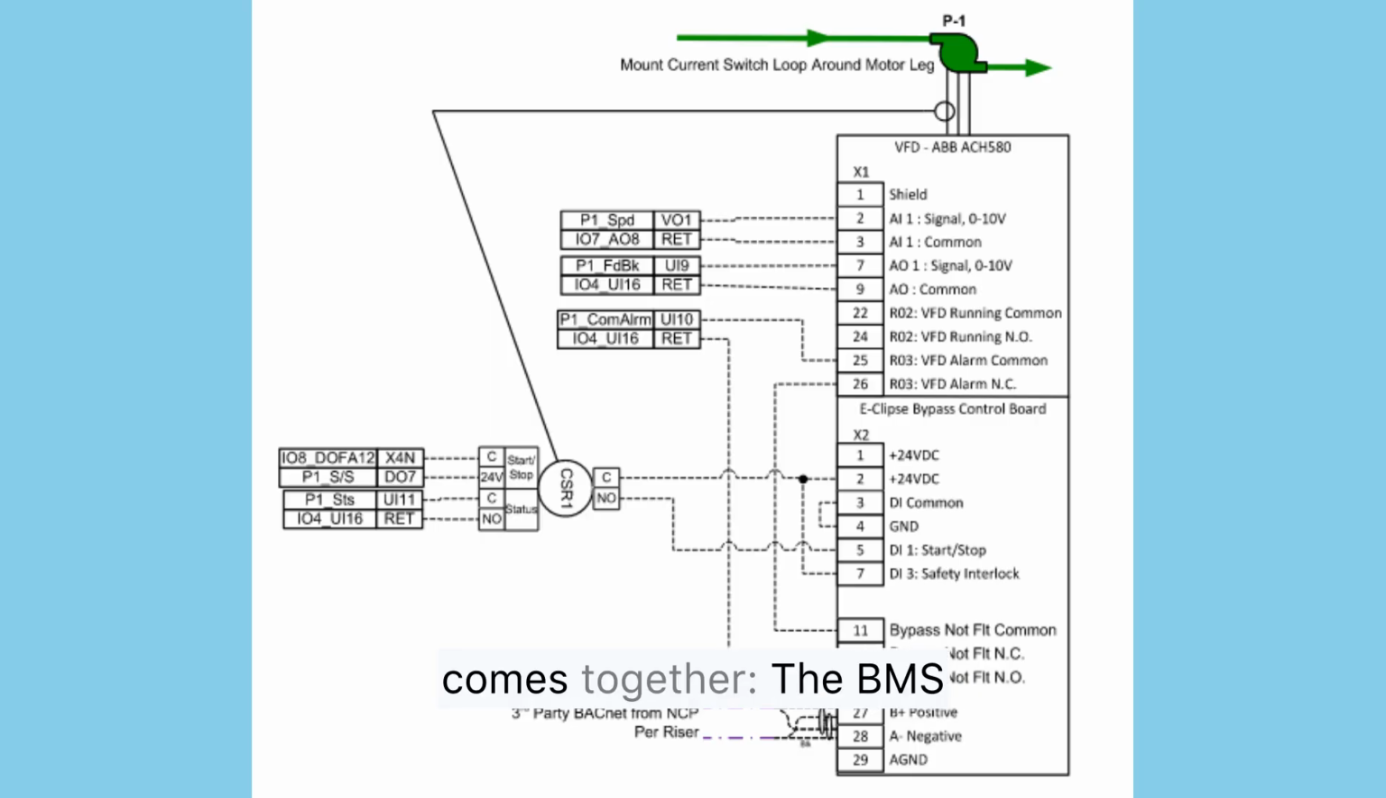Here's how it all comes together. The BMS or plant controller monitors differential pressure, DP value, or flow in the chilled water loop. If the building load increases, it calculates a higher pump speed and sends that command to the VFD. The VFD ramps the pump to the new speed and then reports back to the BMS with actual operating data. Meanwhile, a current switch wired to the motor leg provides proof of operation, so the BMS always knows if the pump is physically running when commanded.